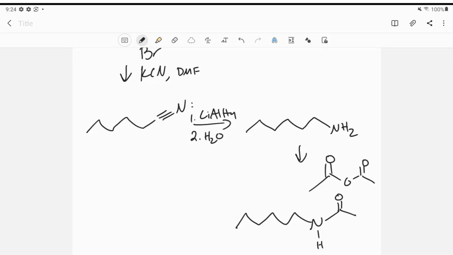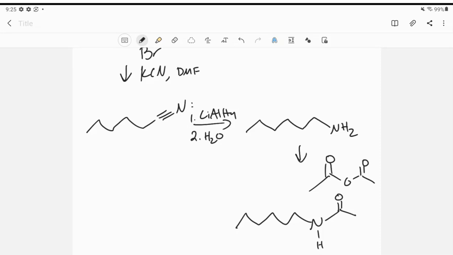NHR2. You don't need two equivalents if you're using the anhydride. You just need one, because the second equivalent there is just to get rid of HCl, and since we don't have any Cl in the anhydride, we don't need to use two equivalents.